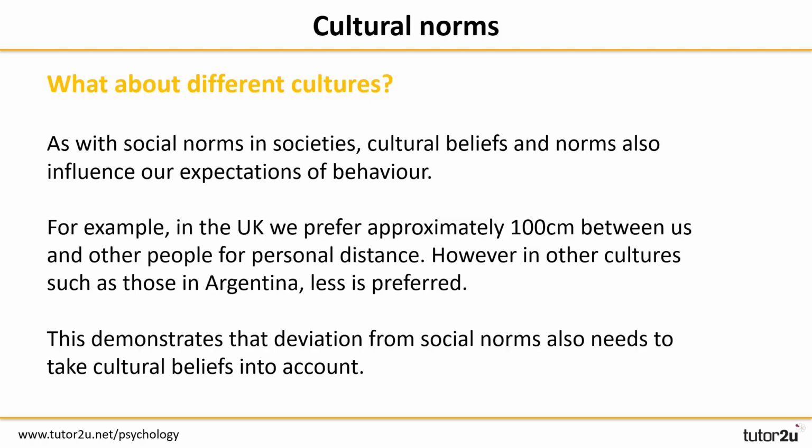Now, what's also worth bearing in mind in this introduction is cultural differences, especially when it comes to looking at norms and expectations of behaviour. As with social norms in societies, cultural beliefs and norms also influence our expectations of behaviour. Lots of examples, but one we'll use for now. In the UK, we prefer approximately 100 centimetres between us and other people, and that's for personal distance, that's our preference. But in other cultures, such as those in Argentina, and there's lots more examples as well, less personal space is preferred. So to us, it would deviate from our social norm, but somewhere else, this would be normal behaviour.